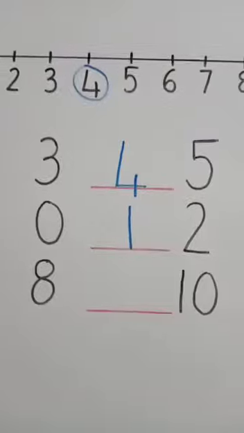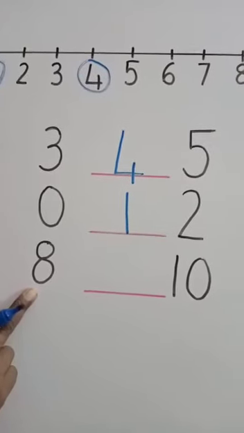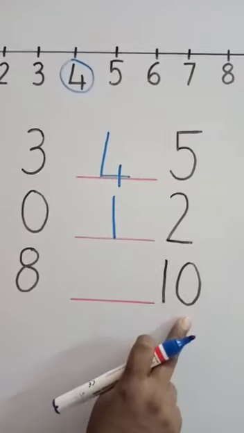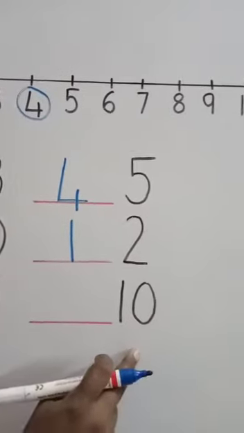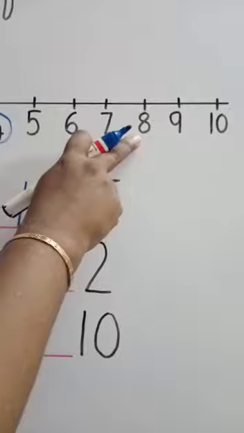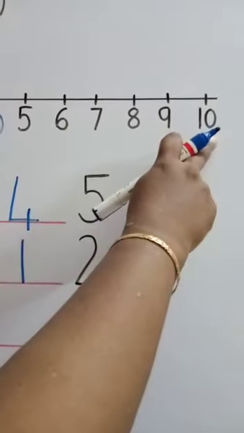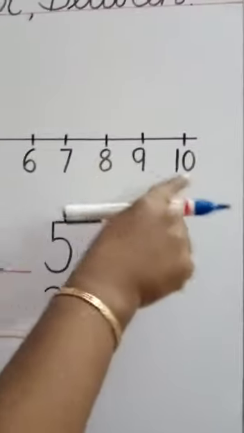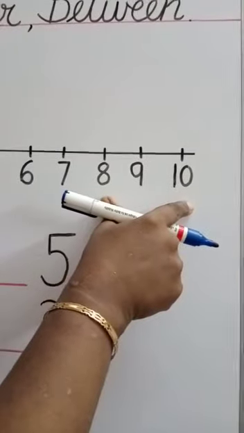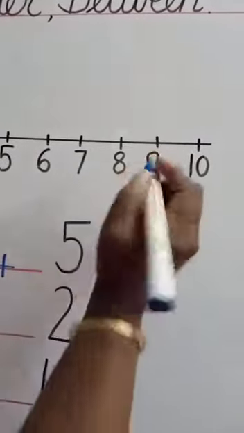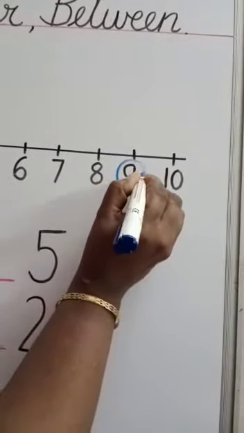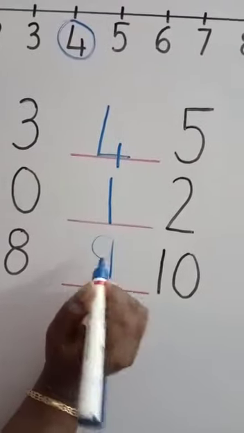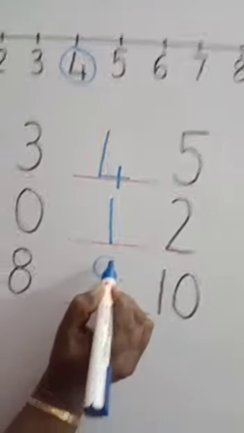And the last set of number is 8. And this is number 10. Once again, let's look out for these 2 numbers on the number line. Here, there is 8 and there is 10. Who is in between 8 and 10? Who comes between these 2? There's someone here. Who is it? This is number 9. Okay. So I'm going to write number 9 between 8 and 10.